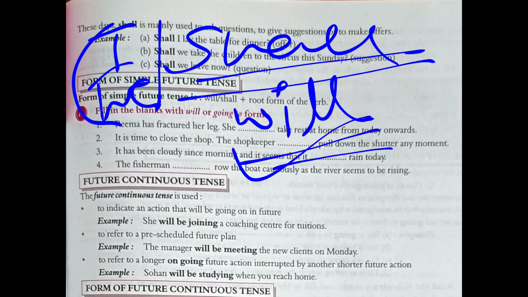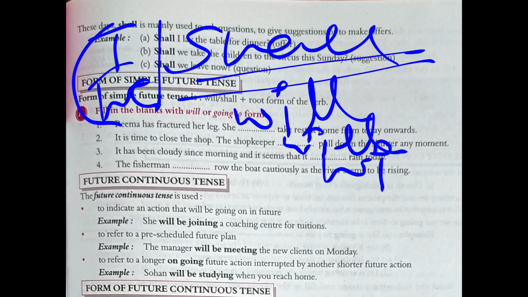Next, it's time to close the shop. The shopkeeper will pull down the shutter any moment. Means the shopkeeper will put down. Next, it has been cloudy since morning and it seems that it will rain today. Now, the fishermen will row the boat cautiously as the river seems to be rising.